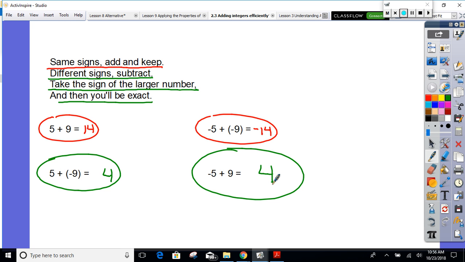Which one of these is going to have the negative 4? Jordan? Oh, the one on the left. Yeah, the one on the left is going to have the negative 4 because the negative arrow is longer on this one. And the absolute value of negative 9 is bigger than 5. That means it has a longer arrow, and we're going to end up in negative land.